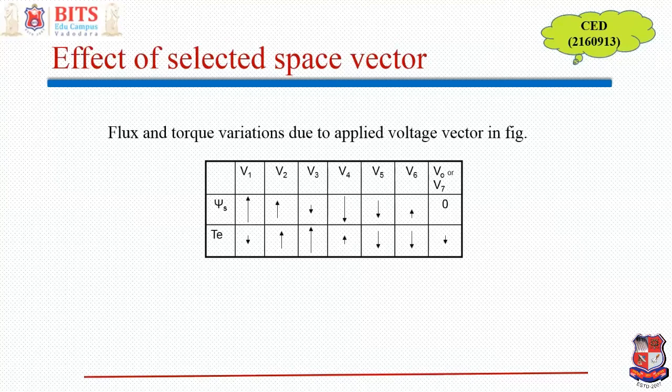Once again, this is the table which is showing you, for a particular position, if our stator flux is in sector 1, which voltage vector should I select to increase the value of flux or decrease the value of torque, and something like that. So all different combinations are shown over here.